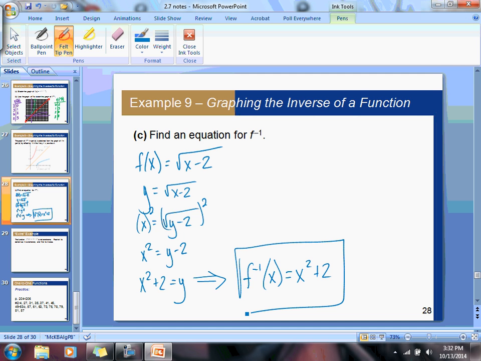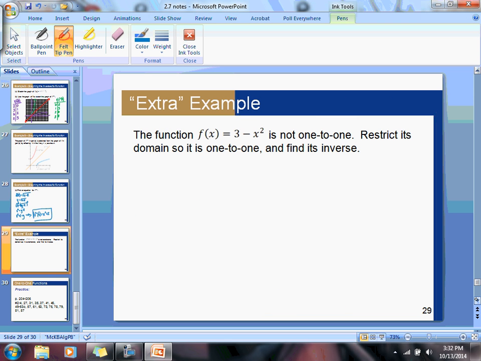So you are going to see some problems like this on your homework where they want you to algebraically find the inverse, graph it. So you're going to have multiple steps to some of these problems to really emphasize all of these skills that we're talking about. Okay, now this last example is a thinker. It says the function f of x equals 3 minus x squared is not 1 to 1. Restrict its domain so it is 1 to 1. And find its inverse.